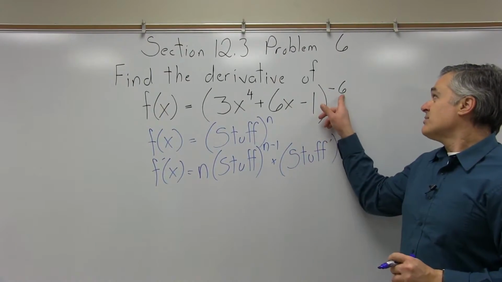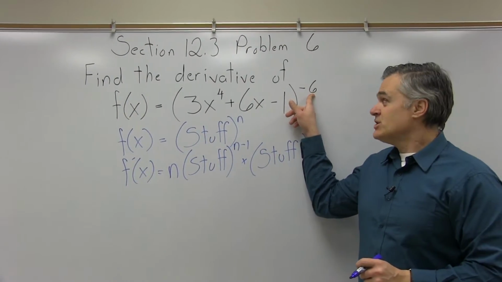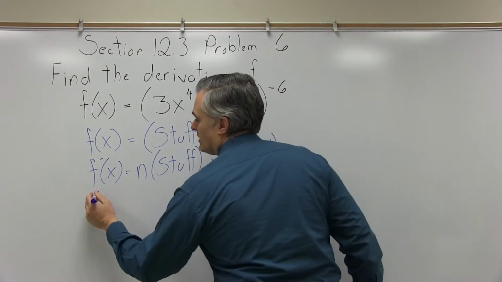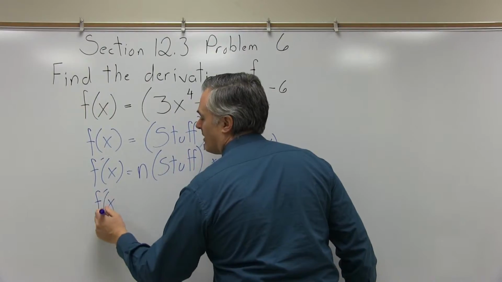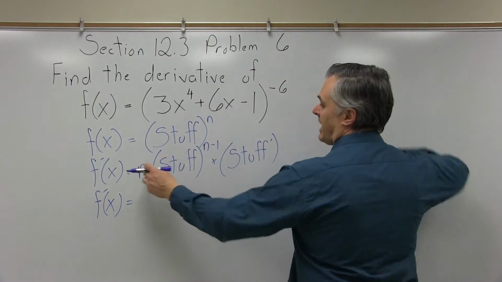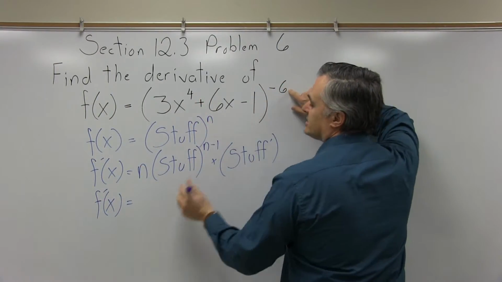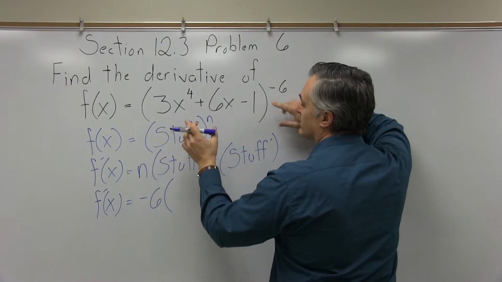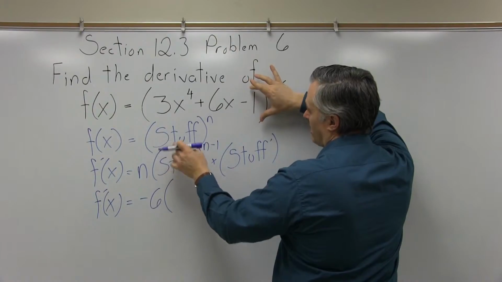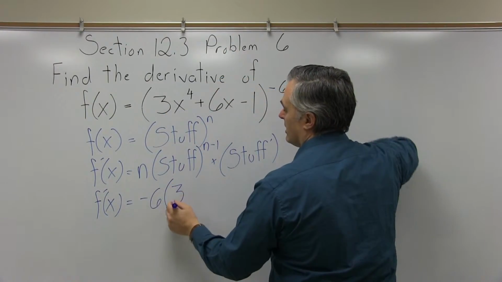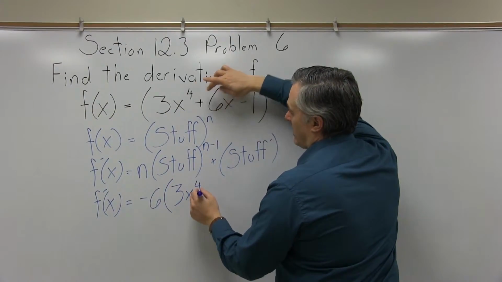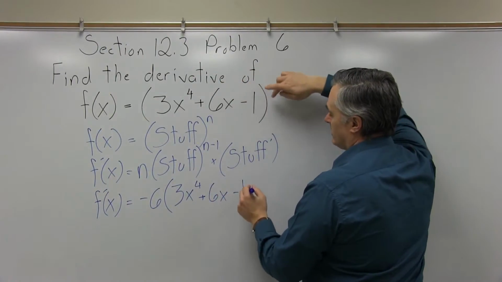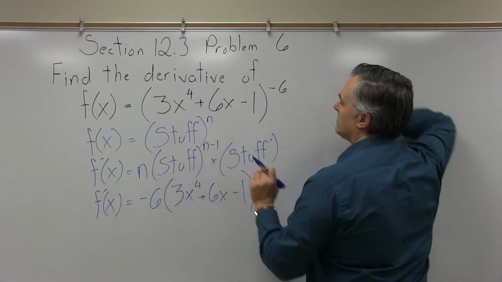So because the exponent's negative, it doesn't really change anything. I'm still going to fill in my chain rule. So for this problem, f prime of x equals, my n is minus 6. So I bring that down in front of the parentheses. Set up some parentheses. Inside the parentheses, I put the stuff as it's written, no prime yet. So it's just going to stay 3x to the 4th power plus 6x to the 1st power minus 1, close my parentheses.